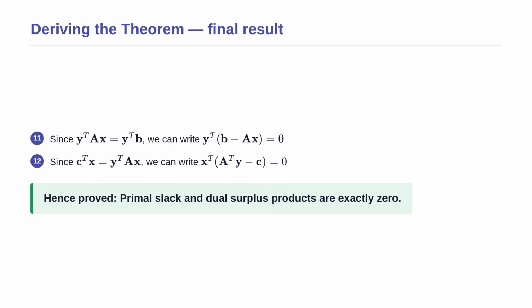Because the optimal objective values are perfectly equal, the inequalities we used earlier must actually be strict equalities at the optimal point. By rearranging the terms and factoring out the price vector y, we isolate the primal slack vector inside the parentheses. Similarly, factoring out the production vector x isolates the dual surplus vector. Since all prices and slacks are non-negative, their dot product can only equal 0 if each individual matching pair multiplies to 0. This mathematical reasoning proves the intuition we started with. You cannot have both leftover resources and a positive shadow price. This concludes our derivation of the complementary slackness theorem.